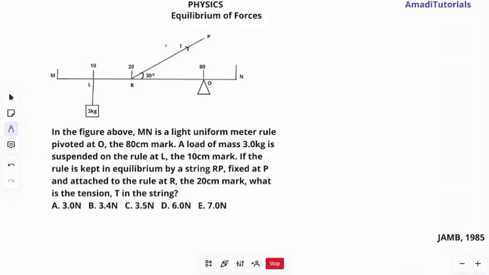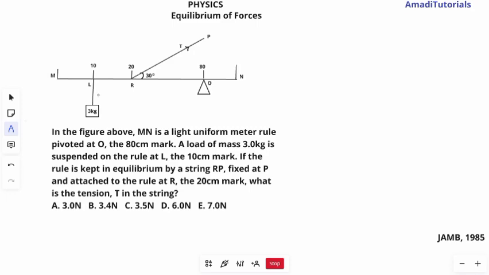Let's quickly answer this question. In the figure above, MN is a light uniform meter rule pivoted at O, the 80 cm mark. A load of mass 3.0 kg is suspended on the rule at L, the 10 cm mark. If the rule is kept in equilibrium by a string RP fixed at P and attached to the rule at R, the 20 cm mark, what is the tension T in the string?